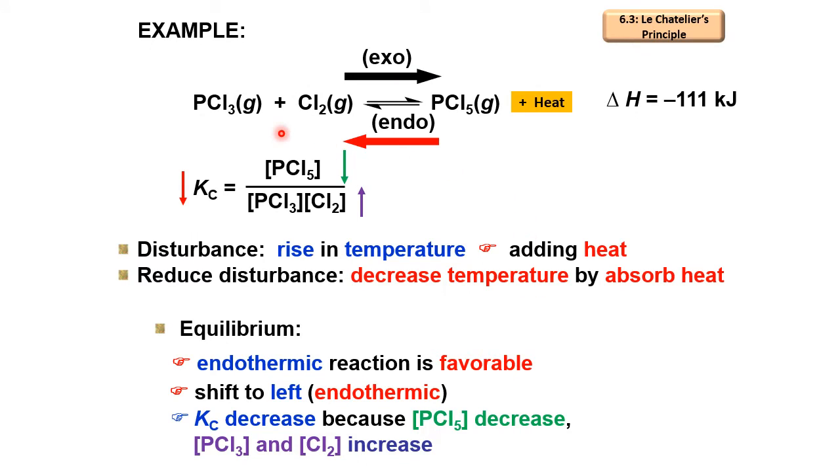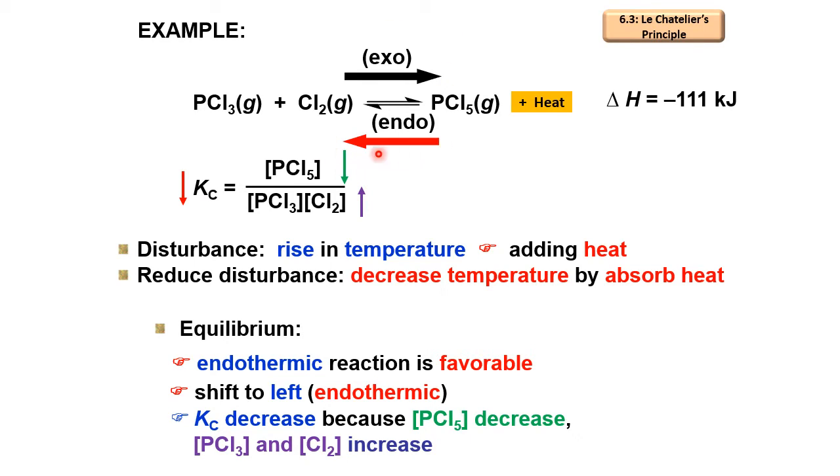Let's check this equation. This is negative enthalpy, so exothermic, releasing heat. Heat is added at the side of the product. Now, the disturbance is a rise in temperature. A rise in temperature means adding heat, so the system will try to reduce the disturbance by decreasing the temperature by absorbing heat. In this case, with a rise in temperature, the endothermic reaction is favorable. Forward reaction is exo. Reverse reaction is endo.